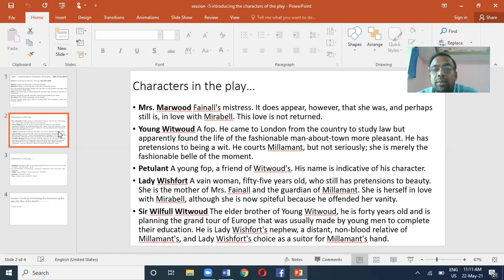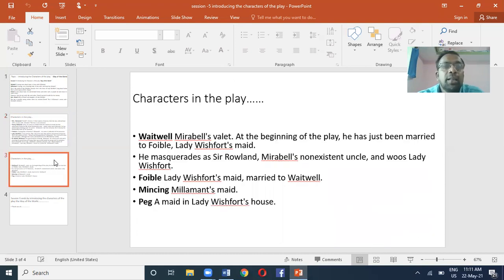Millamant was the niece of Lady Wishfort, a distant and non-blood relative of Wilfull, and Lady Wishfort's choice as suited to Millamant's hand. Actually, Lady Wishfort desired that Wilfull Witwoud should become a suitor for Millamant's hand. It was her dream.